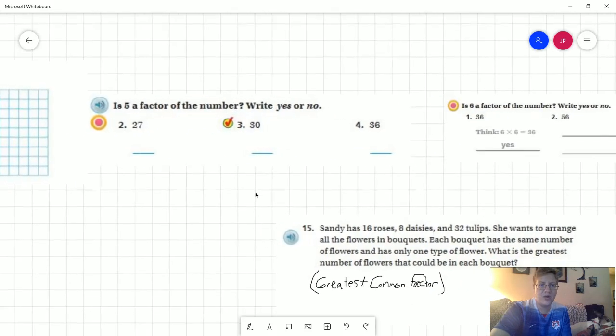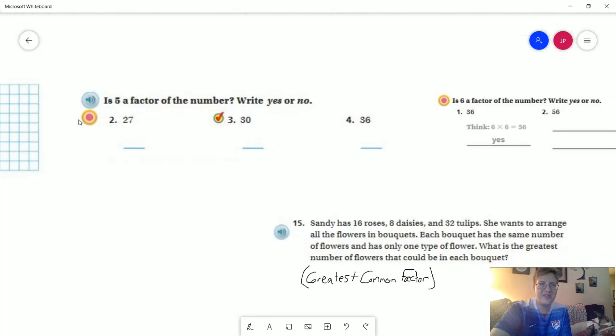So for working with multiples of 5, is 5 going to be a factor of a number? If it doesn't end in 5 or 0, it's not going to be a multiple of 5. So that would make this one here be our only one that we could say yes for, and then the other two would be no.